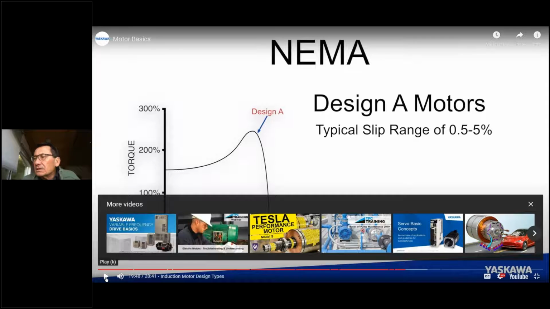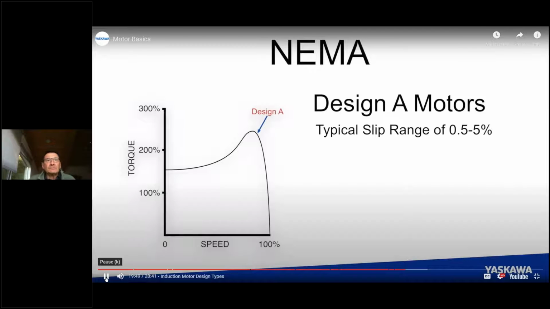I will, in a subsequent class on a more advanced level, talk about the Design A and why and how it can be used in a way that actually prevents this stalling or breakdown torque phenomenon that was discussed earlier in this video. They are similar to Design B motors in respect to torque output.